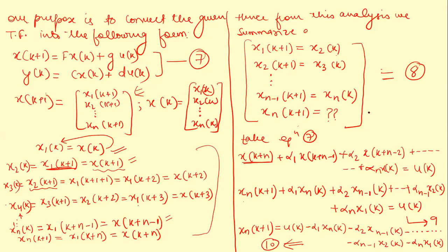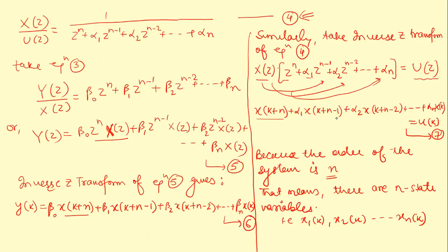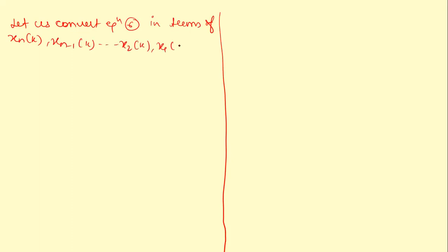So this is equation number 10 here. You can refer to equation 10 for this, right? Now we have got equation 10. Now let us take equation number 6 and convert it in terms of xn(k), x(n-1)(k), x2(k), x1(k). Let us convert that equation in terms of all the state variables.